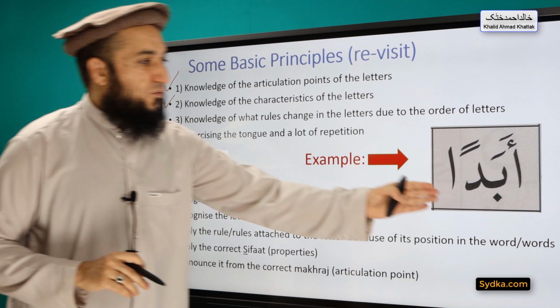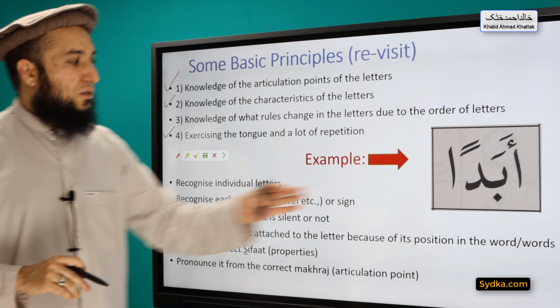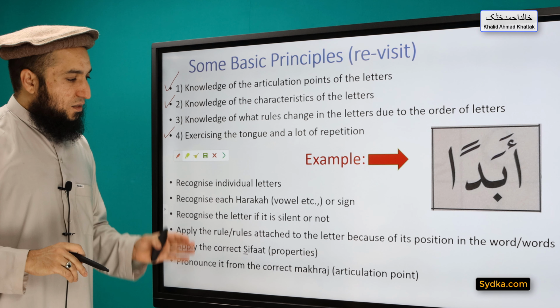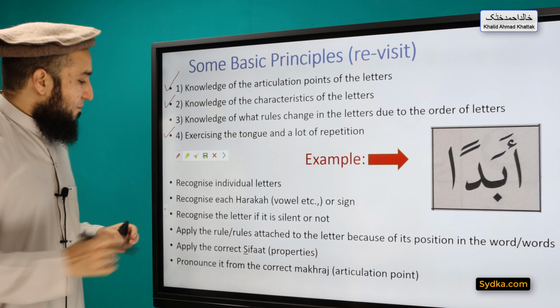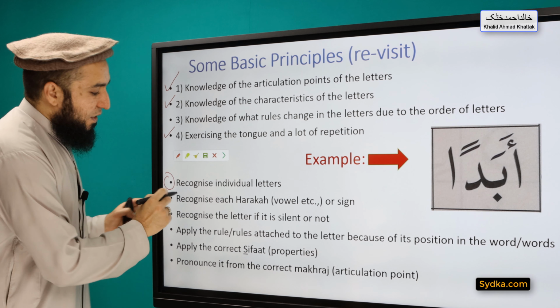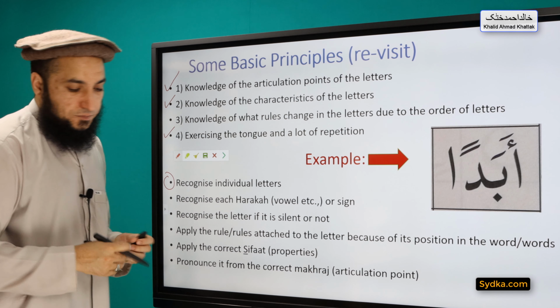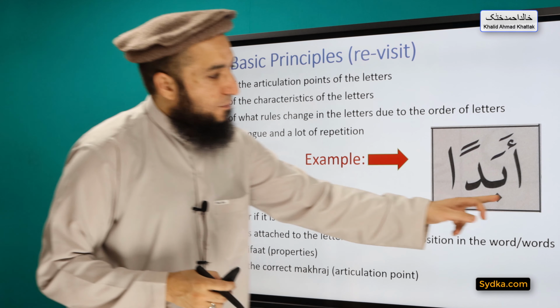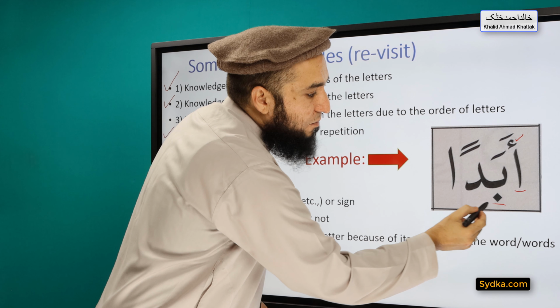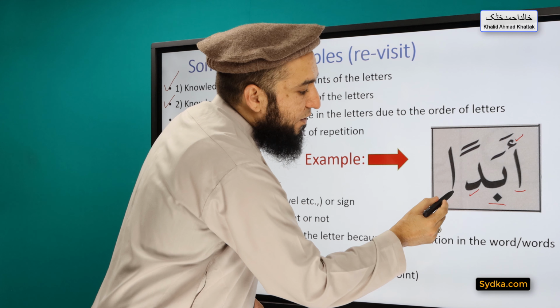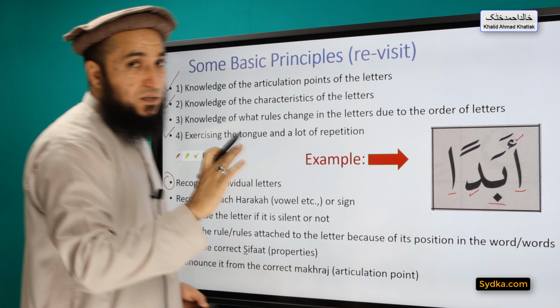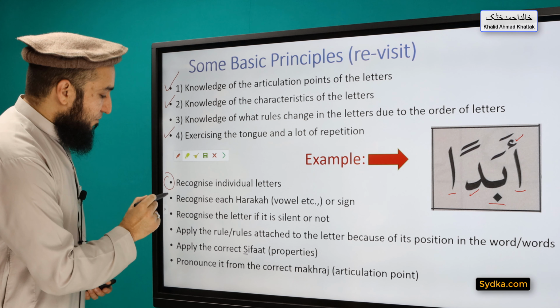So if we are given a word, we have to apply these steps to make our reading or recitation easy. The first one is recognizing individual letters. So if we go to here, the first one is alif, second one is hamza, third one is ba, next one is dal, and the final one is alif. So we recognized individual letters, step one.